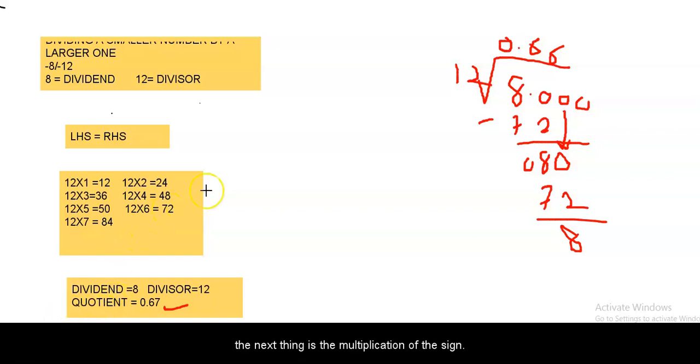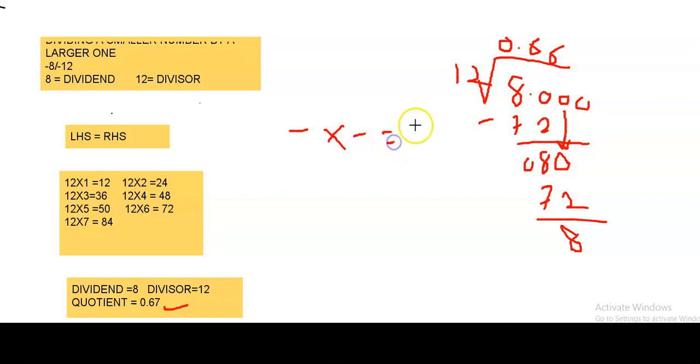So the next thing is the multiplication of the signs. Minus 8 over minus 12. Minus multiplied by minus gives a plus. So our answer is going to be plus 0.67. When we assign the sign to our answer, it's going to be 0.67. So that's it. Thank you for listening.